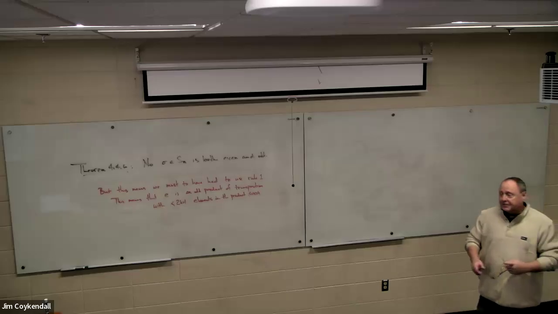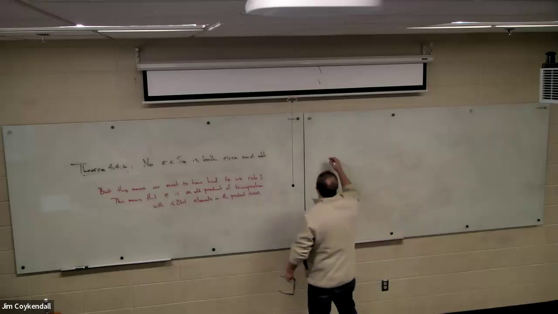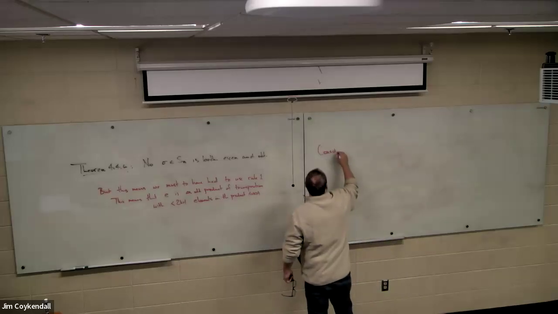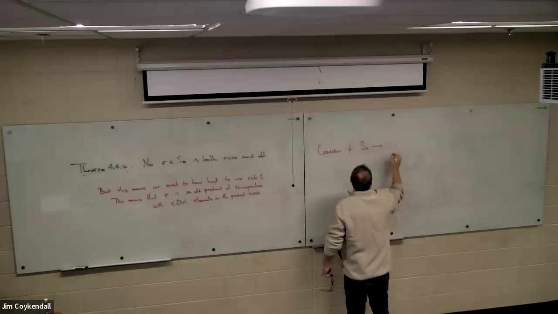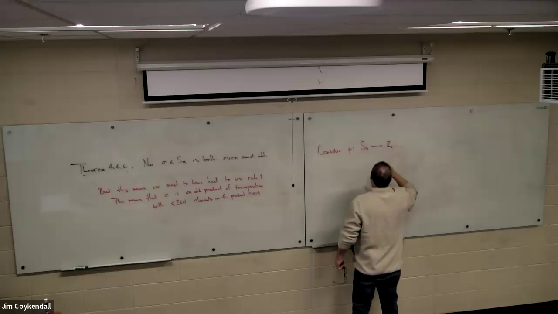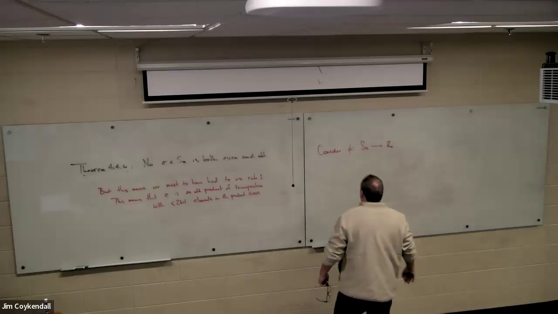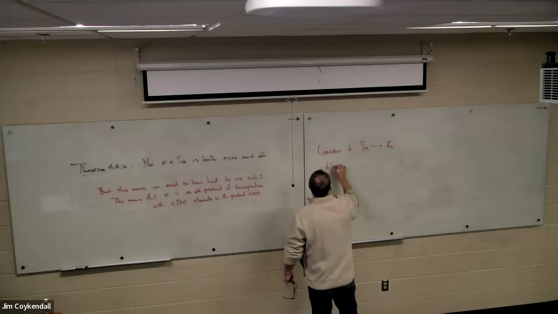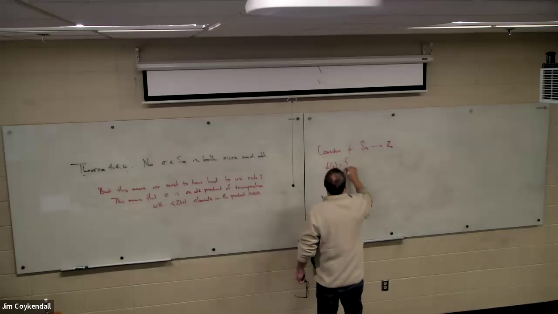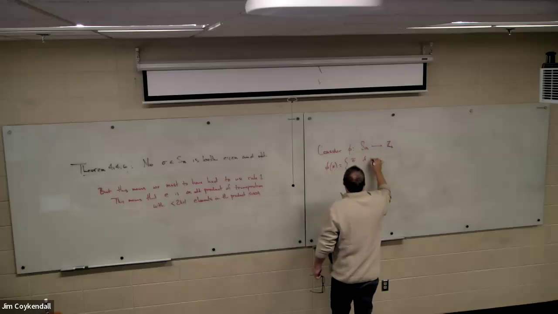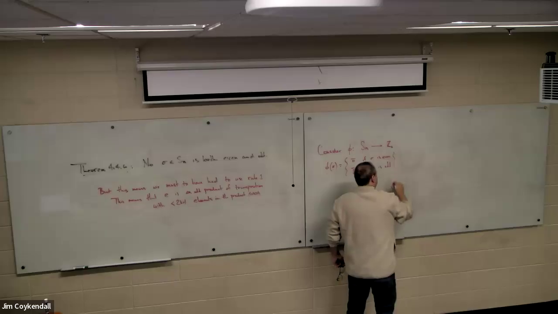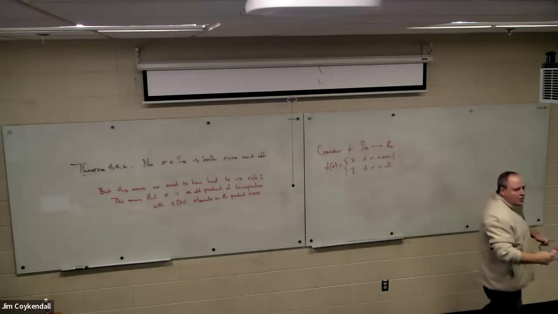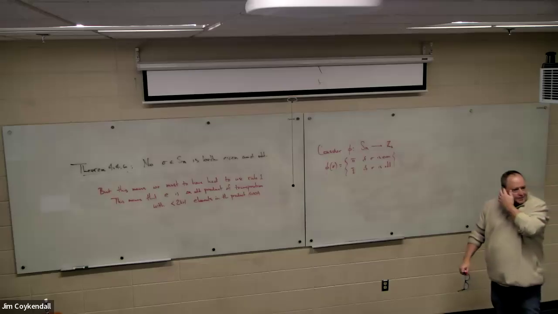Considered into Z mod 2, phi of sigma is equal to 0 bar if sigma is even and 1 bar if sigma is odd. You all just convinced me that this is a homomorphism. Why is this?